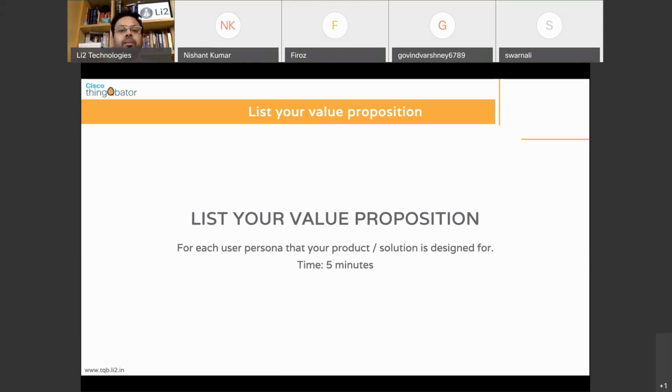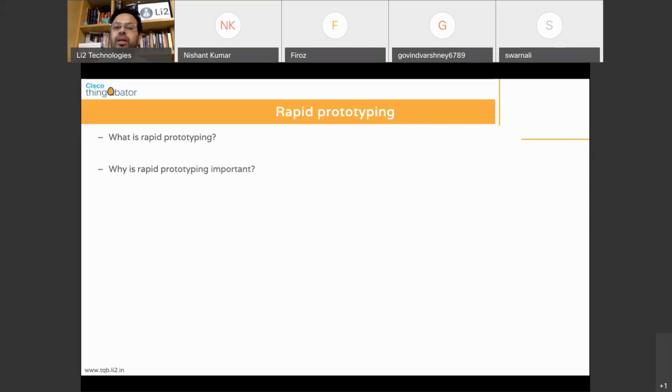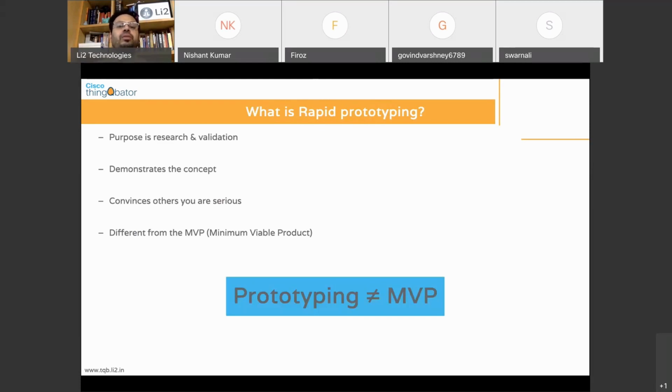So vision is there, but vision through iteration, vision through constant validation and testing is what lean startup is all about. How quickly can you validate and test your vision, right? So that is where we come to what we call prototyping. Prototyping is a process of research and validation where we go and demonstrate this concept. So you need to go build out a prototype to demonstrate it to the government, your team, convince them and all of that. But that is not an MVP.